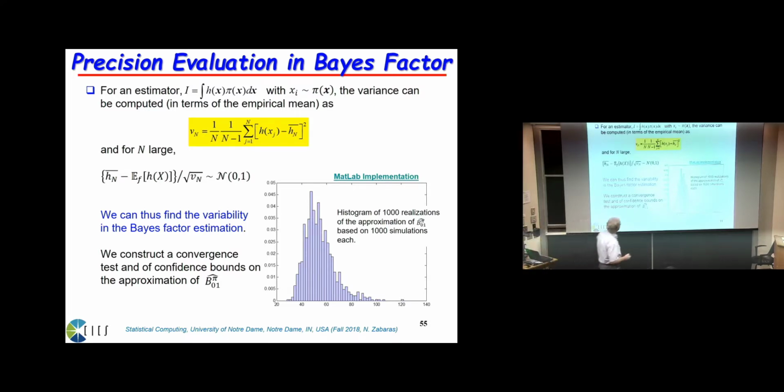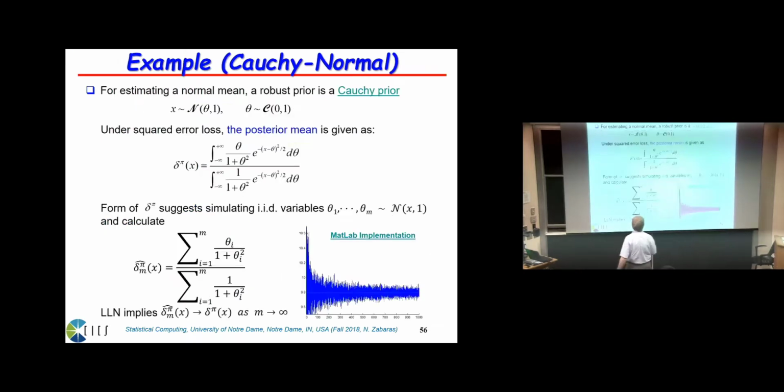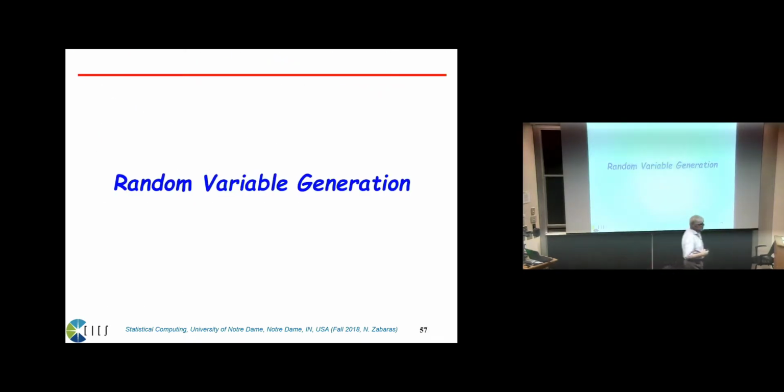Okay, all right. So I am going to stop here, which is a good point, because tomorrow we're going to start with a few basic things on random variable generation, and then next Tuesday we will proceed with importance sampling and more important things.